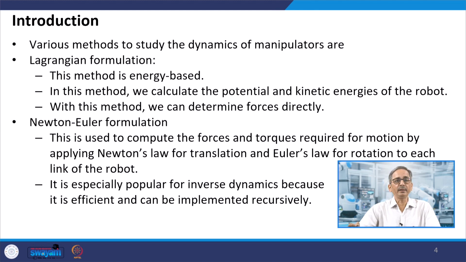The Newton-Euler formulation is used to compute the forces and torques required for motion by applying Newton's law for translation and Euler's law for rotation of each link of the robot. It is very popular for inverse dynamics because it is efficient and it can be implemented recursively. That feature we are going to see here.